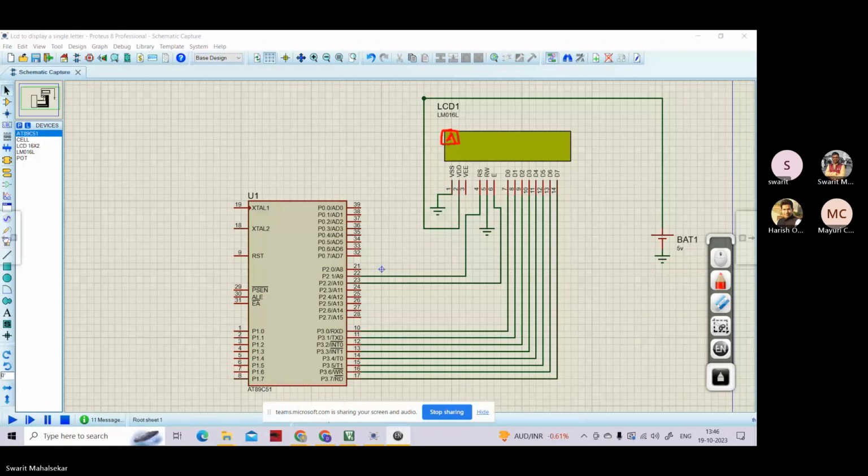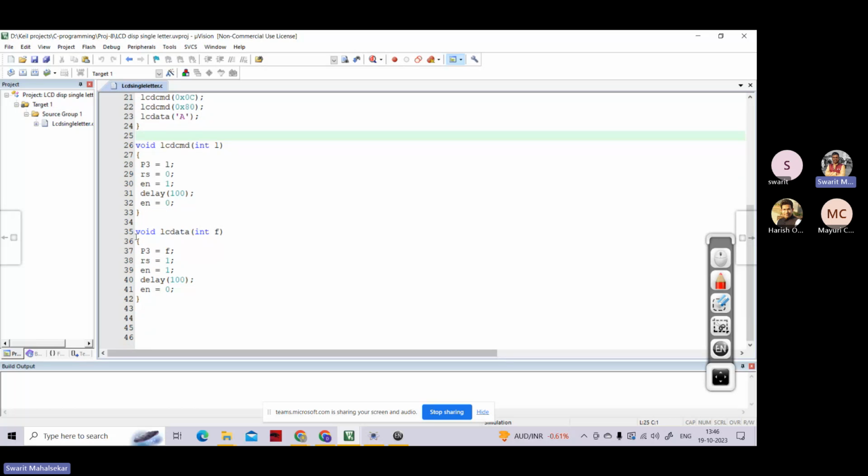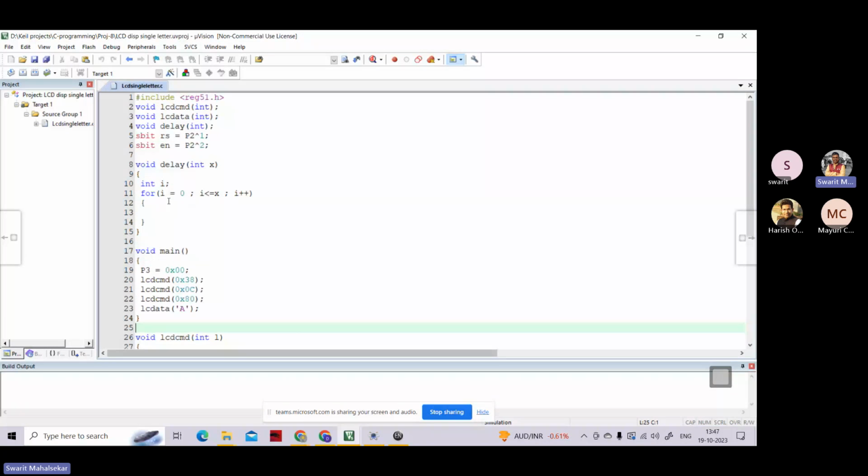Now let me erase this. If you look over here, this is my LCD data A. So you see, even the data will be given to the LCD in the same format: port 3 will receive the binary equivalent of A, and RS is 1. This time my RS is 1, which ensures that the LCD is getting data. Then when my enable pin goes from 1 to 0, we are able to receive that data onto the LCD. I hope this is clear.